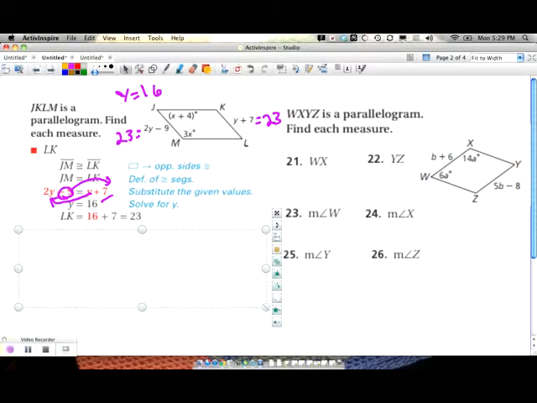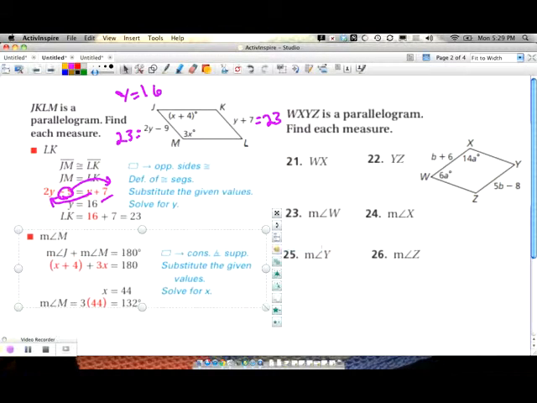Let's talk about the angles now. We have these consecutive angles. In a parallelogram, consecutive angles are supplementary. So this x plus 4 and the 3x are going to add up to 180. If I were to solve that by regrouping and getting 4x plus 4 equals 180. Then I subtract 4, divide by 4, I get x equals 44 degrees.